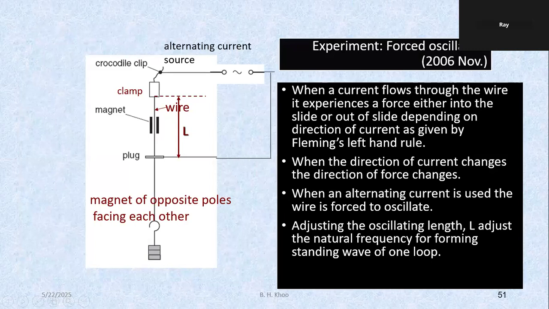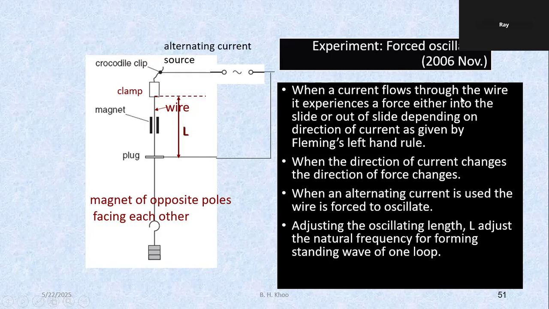Okay, the other experiment, this one came out in November 2006. I don't know whether your teacher allowed you to do it or not. Just a wire attached to a mass there, and you have two magnets facing each other. All you need to do is adjust this plug or crocodile clip up and down until you see a big vibration. And you use alternating current. Then you can measure the length.